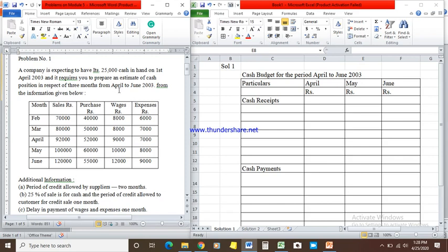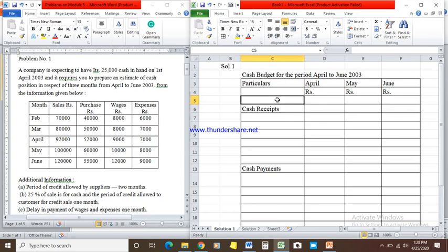So we need to look into what is the budget period here. It is April to June. So I will be preparing only for April, May and June. So the title goes: cash budget for the period April to June, particulars, and first item should be the opening cash balance, then followed with the cash receipts and cash payment.